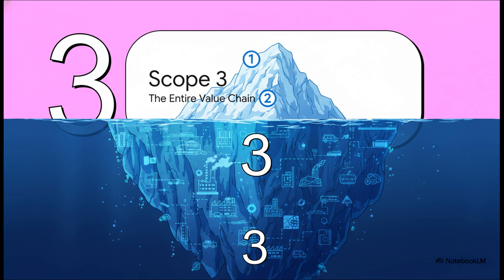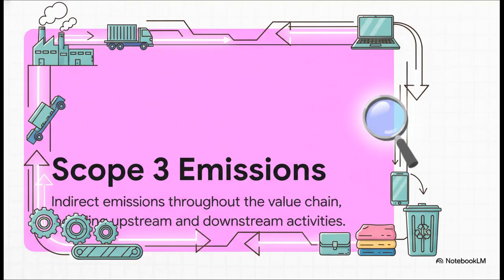The entire value chain. This is the massive, hidden beast under the surface. The official definition for Scope 3 is basically all other indirect emissions. It's the big catch-all category. It covers everything that happens upstream, meaning in the supply chain, and everything that happens downstream, like when a customer uses the product. And this, my friends, is where things get wild.